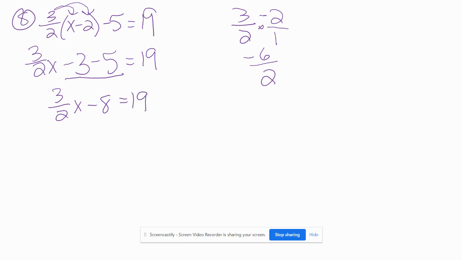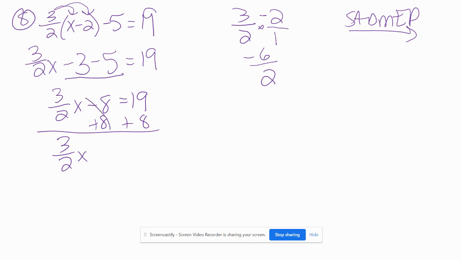And now we can go back to our SADMAP. We're subtracting 8. The opposite is to add 8. These add to 0, and 19 plus 8 is 27.